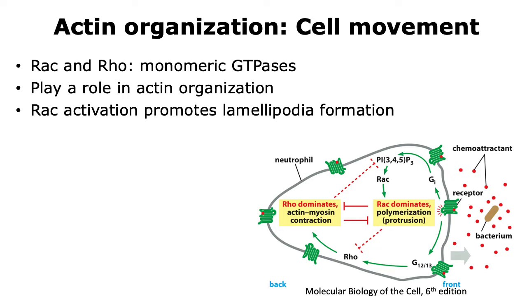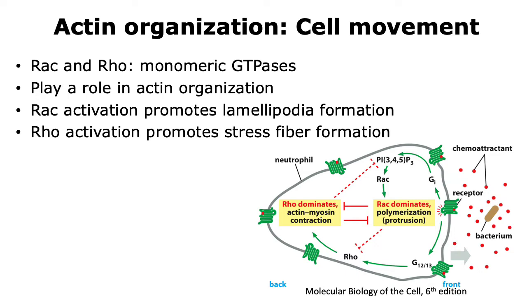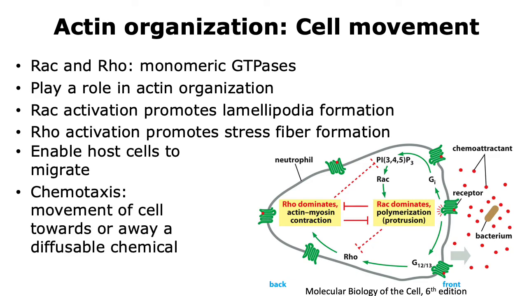RAC activation promotes the formation of lamellipodia, which is a sort of a cytoplasmic structure or protrusion that is formed on the surface of the cells. Rho activation, on the other hand, promotes the formation of stress fibers. The activation of RAC and Rho helps the host cell to migrate in a specific direction. And that is what chemotaxis is, which is movement of the cell towards or away from a diffusible chemical. Thus, RAC and Rho help the cell to move towards the bacterium.